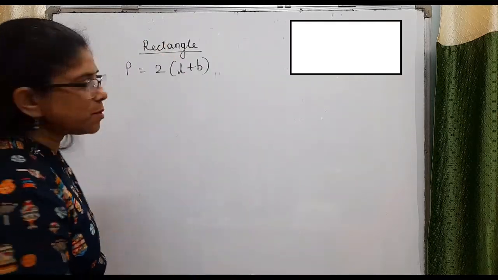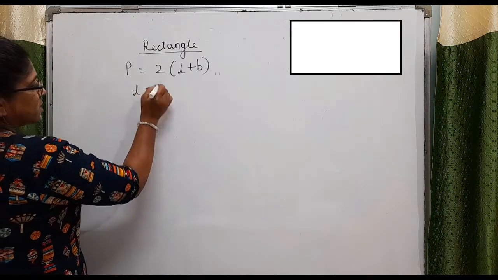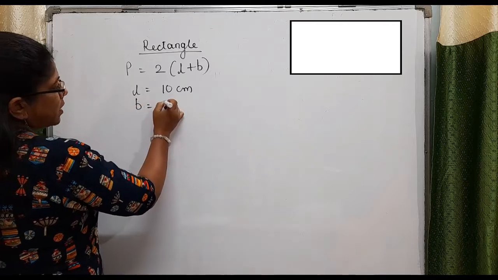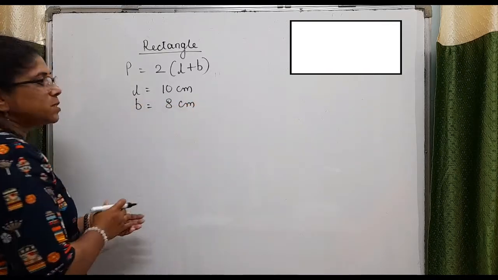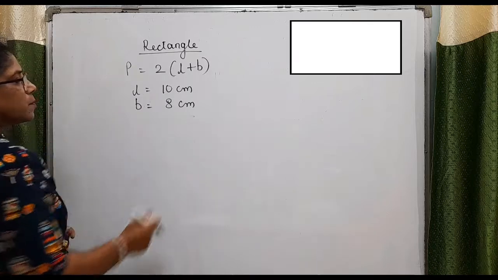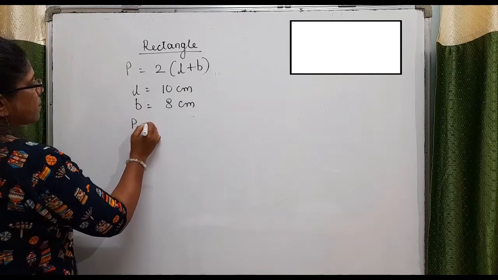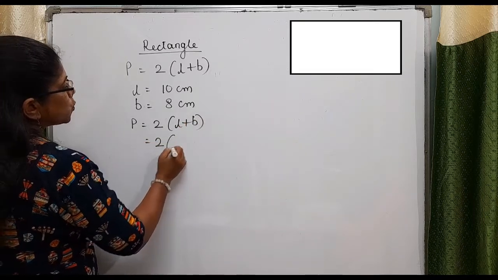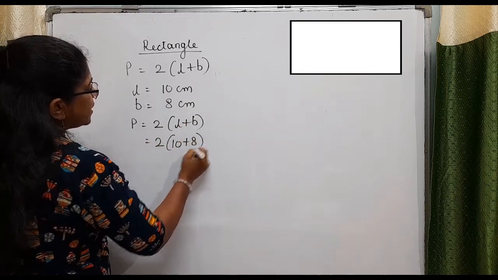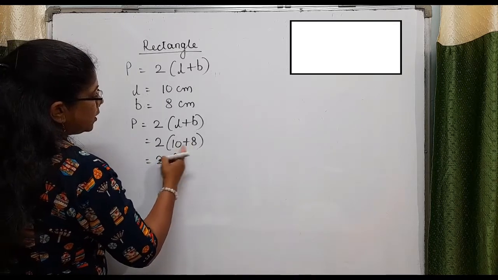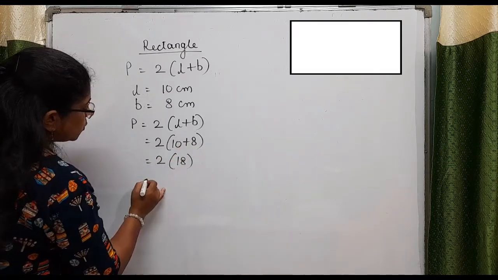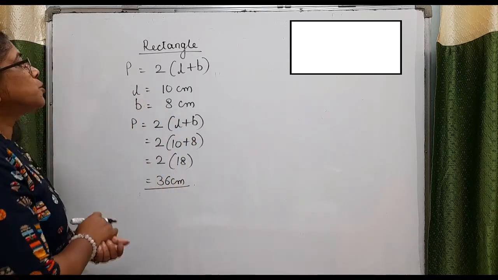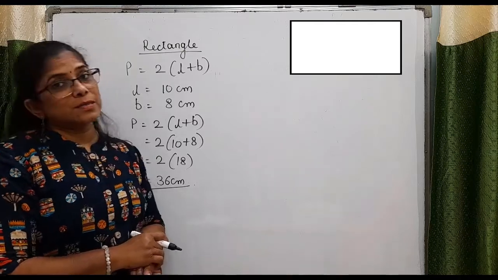Let's see one simple example here. If length of the rectangle is 10 centimeters and if breadth is 8 centimeters, what is the perimeter of this rectangle? Perimeter of the rectangle, P is 2(L plus B), 2 into (10 plus 8). 10 plus 8 is 18, 2 into 18 is 36 centimeters. So perimeter of the rectangle is 36 centimeters.